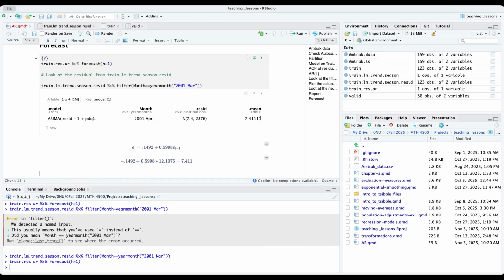That means if you subtract the actual number of riders minus the forecasted number of riders for April 2001, the answer is going to be positive 7.4, which is 7,411. So in other words, the regression model is going to produce ridership that is too low, and we should adjust it by adding 7,411 riders.